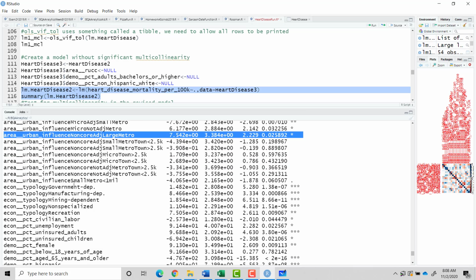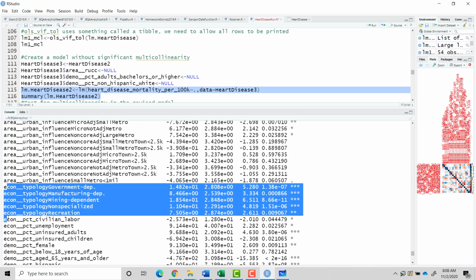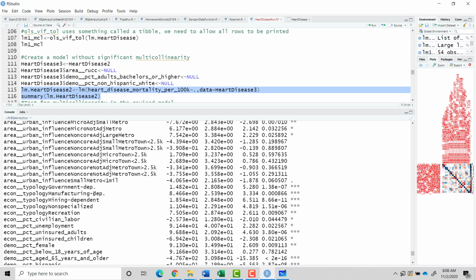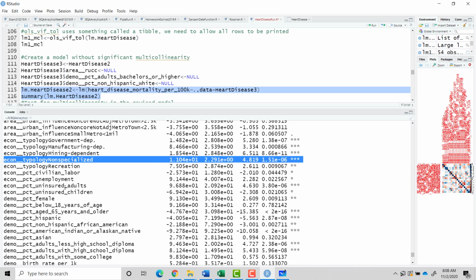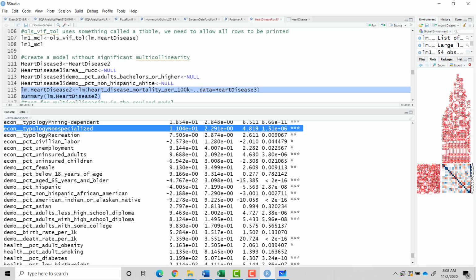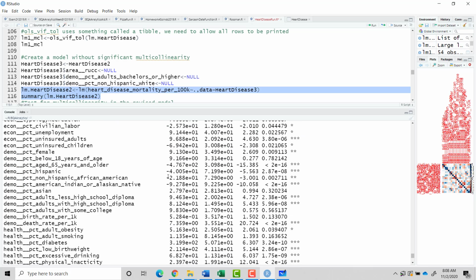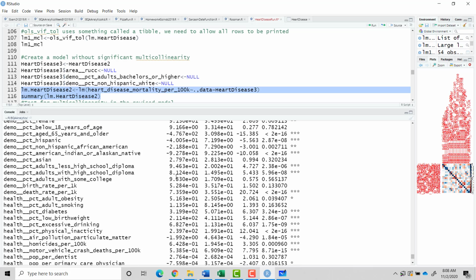Then we have the different economic typologies. I can't remember what the base was, but relative to the base, manufacturing is positive, and mining is positive, and non-specialized is positive. So we can see here that I think the base is probably something white collar. And again, I won't go through all of these again because it's pretty much the same as before.